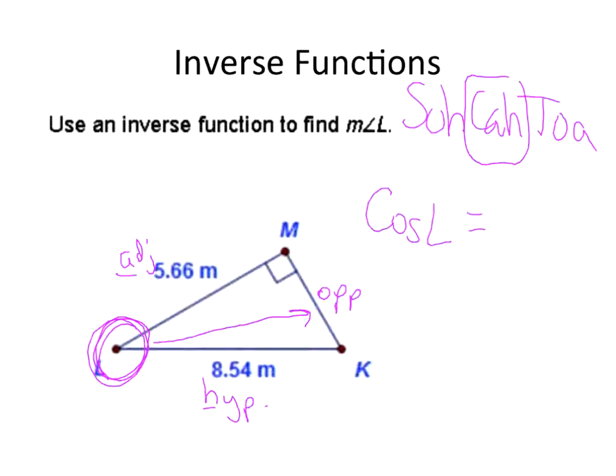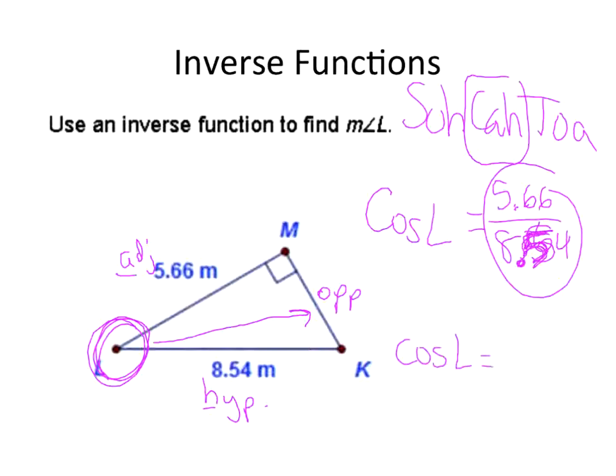So we're going to say cosine of L equals adjacent over hypotenuse. 5, 4. We're going to work out the division portion first on a calculator. This should be 8.54. So I'm going to get cosine L equals 0.66 approximately.